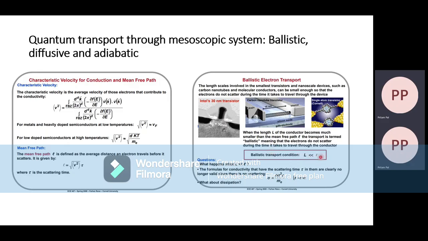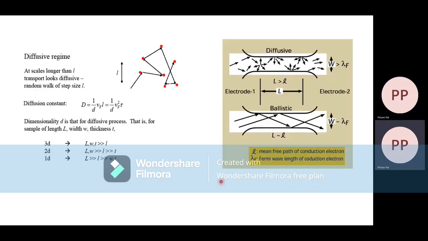This L, the system size, is very small compared to the mean free path of the system. So question: what will happen when L is less than the mean free path? The formula for the conductivity that we have, the scattering time tau in them, are clearly no longer valid since there is no scattering. Okay, so tau is infinity. So that is the thing.